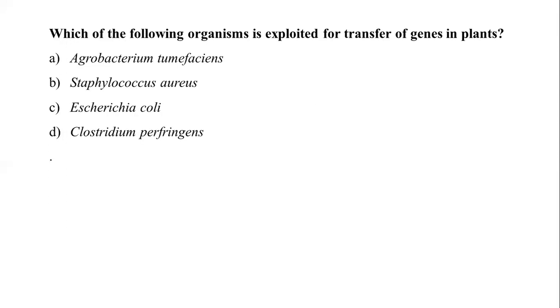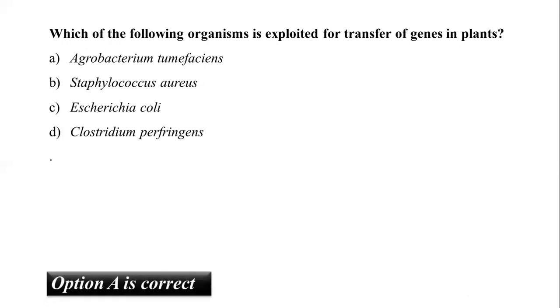The next question is, which of the following organisms is exploited for transfer of gene in plants? The right answer to this particular question is option number A, Agrobacterium tumefaciens. This particular organism is a gram-negative bacteria which was established by H.J. Cohn that uses horizontal gene transfer to create tumors in plants. This bacterium is often regarded as the natural genetic engineer, and it became a very important tool in genetic engineering.